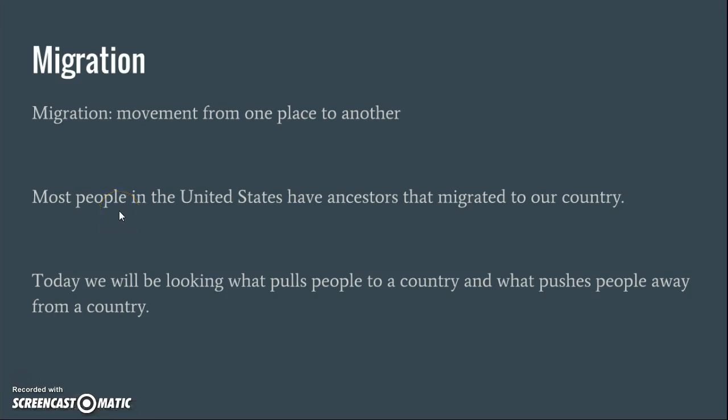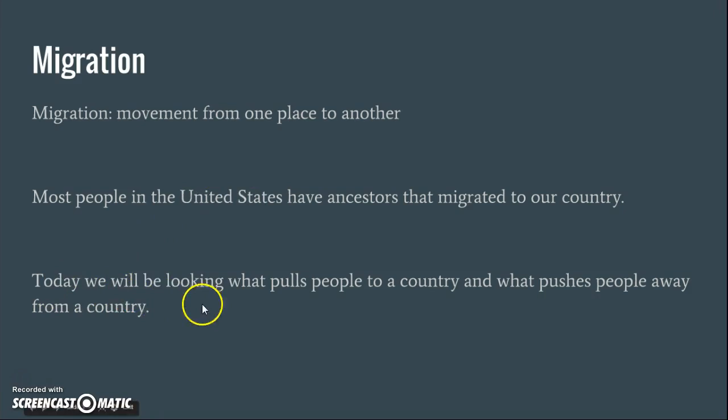So today we're going to focus on the idea of migration. To review, migration is the movement from one place to another. That could be the movement of anything. In this case, we're going to be looking at people as they move from one place to another, also called emigration and immigration. Most people in our country, the United States, have ancestors that migrated to our country. My family has ancestry from Norway, France, Italy, and a variety of other countries throughout Europe.